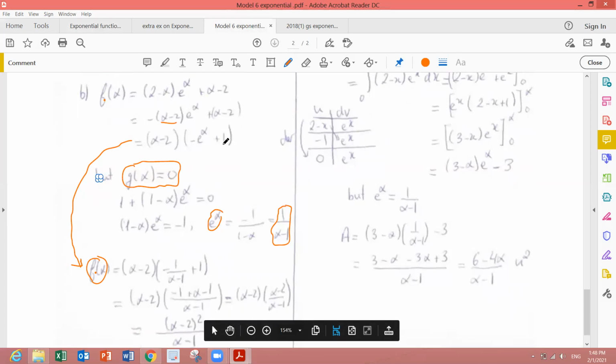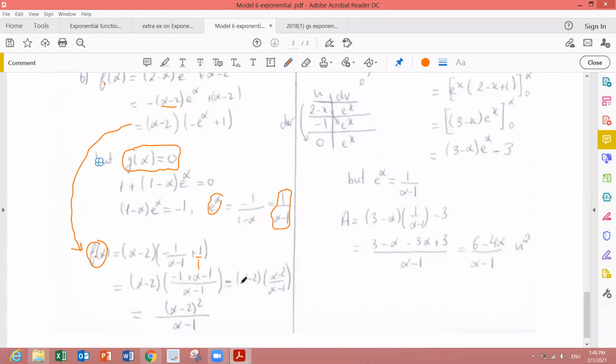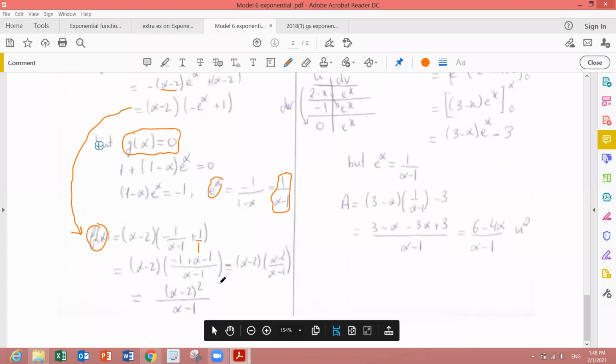minus 1 plus 1, alpha minus 2. Taking the LCM, this 1 becomes minus 1 plus alpha minus 1 over alpha minus 1. So it will be alpha minus 2, this becomes alpha minus 2 over alpha minus 1. So it will be alpha minus 2 squared over alpha minus 1.